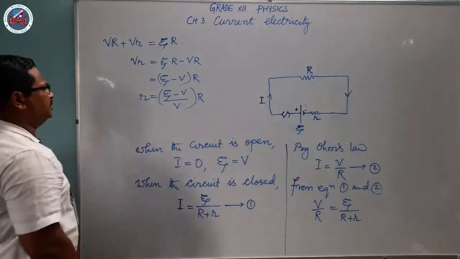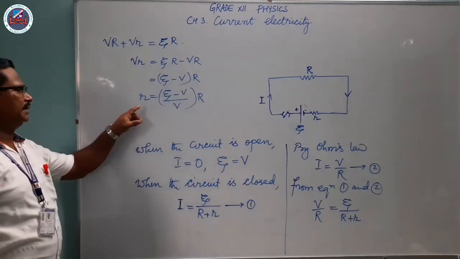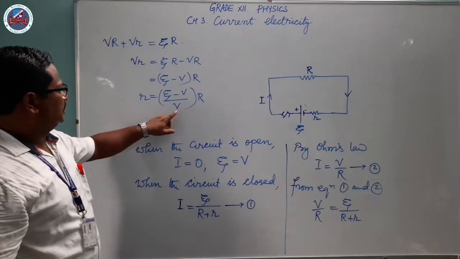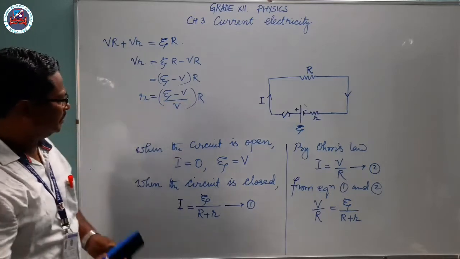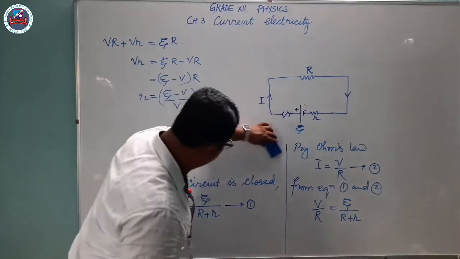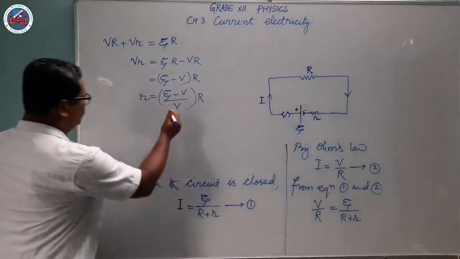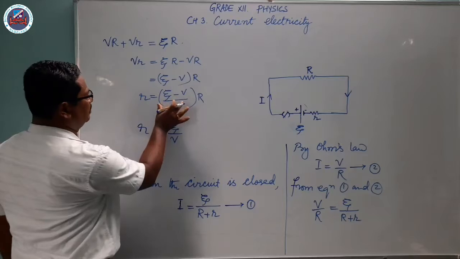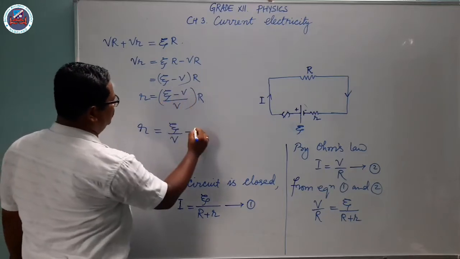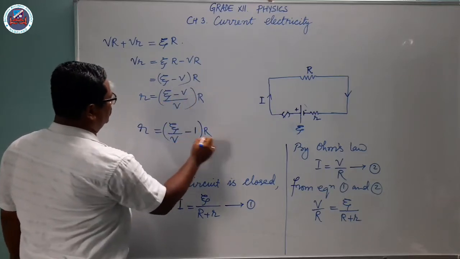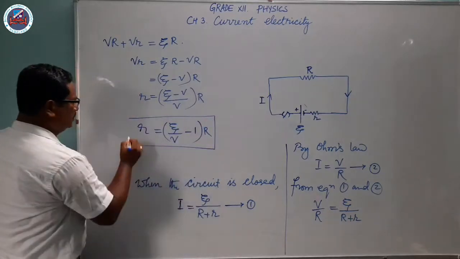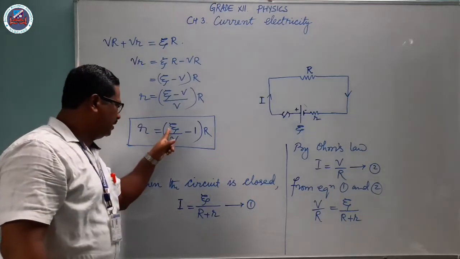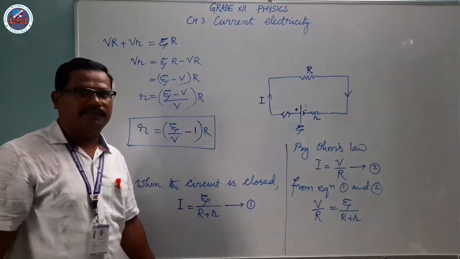This gives us the relationship between these three physical quantities: the internal resistance, the EMF of the cell, the potential, as well as the external resistance. So this one we can rewrite like this: r is equal to epsilon by V, this one separated, minus V by V will become 1, into R. So this gives us the relationship between internal resistance, EMF, and terminal potential difference.